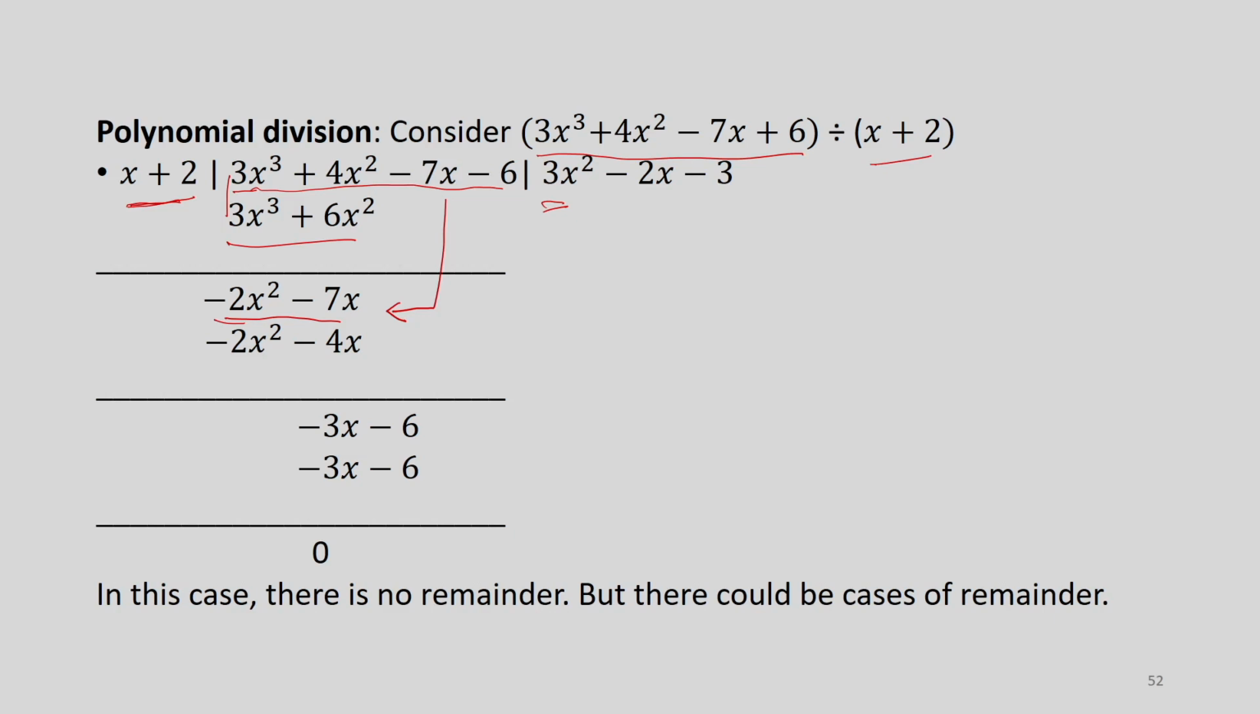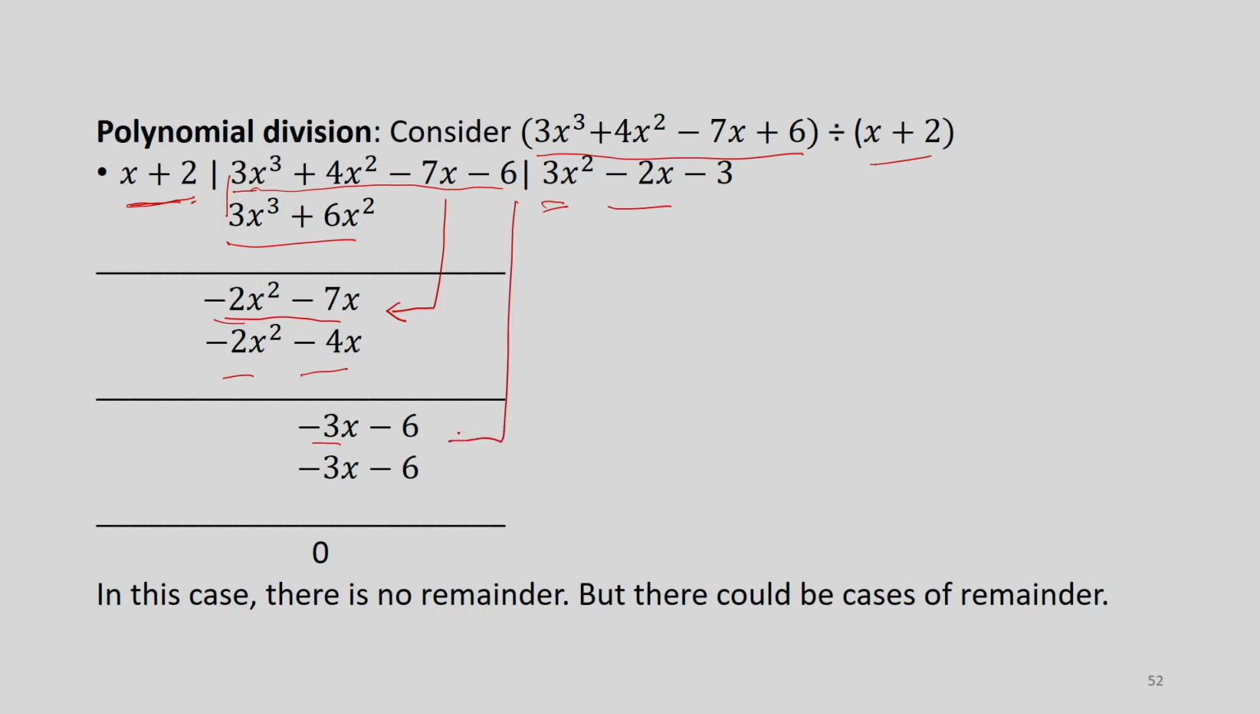Now, again with the same strategy, I will try to find the factor which, if multiplied with x, gives me minus 2x square, and that term is minus 2x. Minus 2x multiplied by x gives me minus 2x square, but there is plus 2 also. If plus 2 is multiplied with minus 2x, you get minus 4x. So, subtracting minus 4x from minus 7x, you get minus 3x.